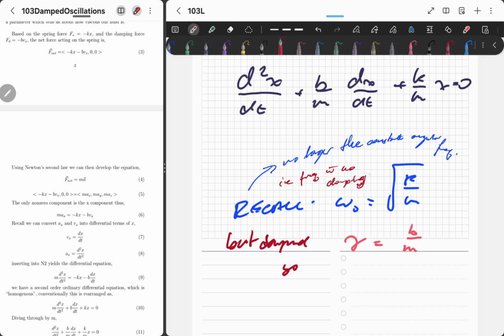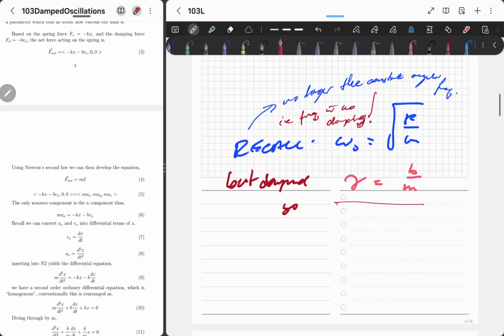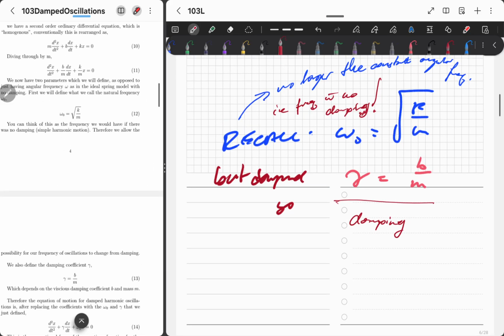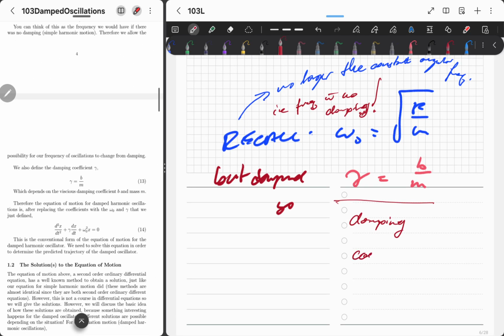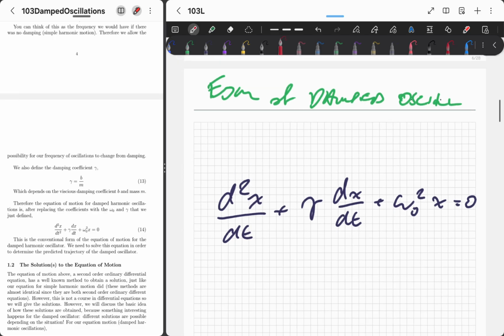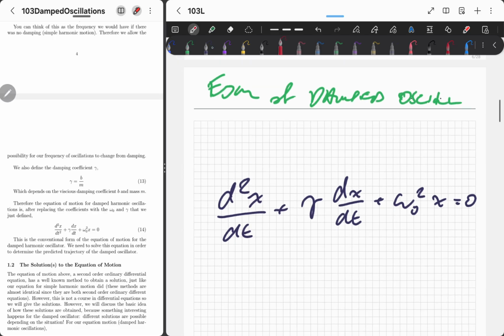The other coefficient, b over m, we typically rewrite as the damping coefficient. Call it gamma, and we just replace everything in front of that dx dt term with gamma, okay? This will give us a general form for the damped oscillator equation of motion. We plug those in, and here we have it. So this is the general form of the equation of motion for the damped oscillator.